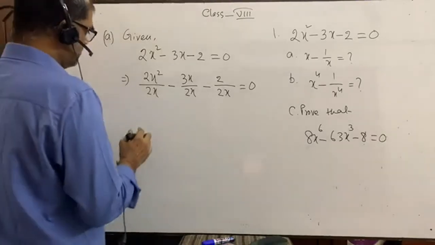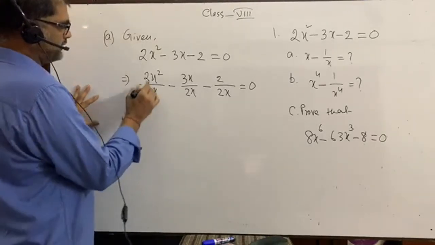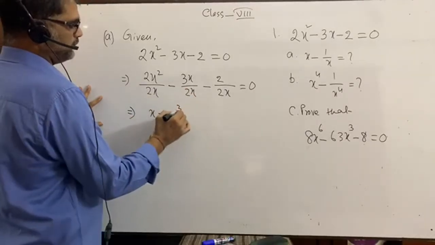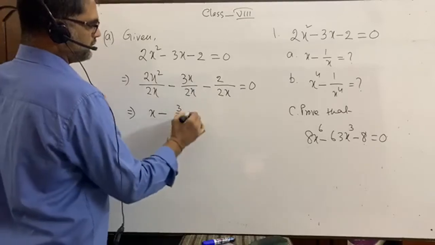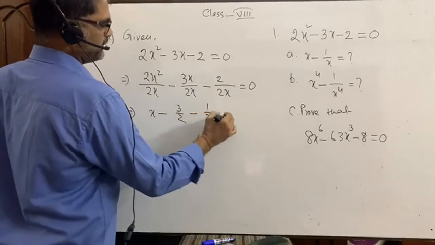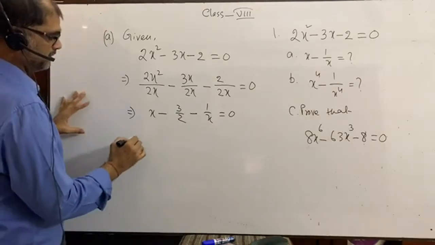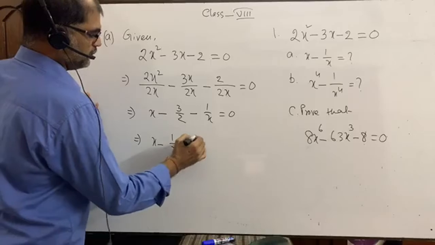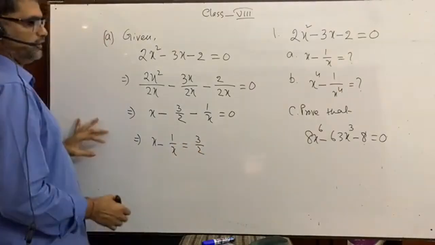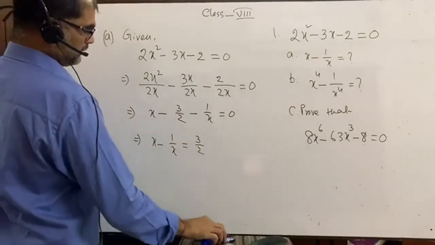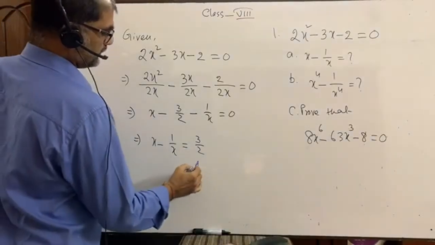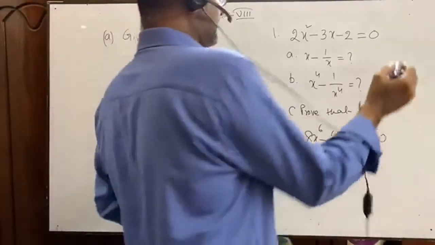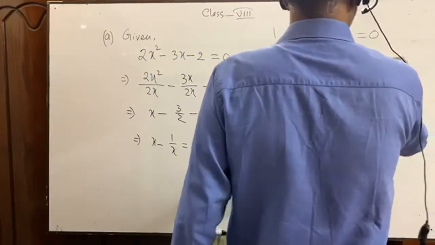Anyway, then what do we get here? We get x minus 3 by 2 minus 1 by x equals 0. That means we are getting x minus 1 by x equals 3 by 2. So we have got our answer. Our answer is 3 by 2. I am writing down here that the answer is 3 by 2.